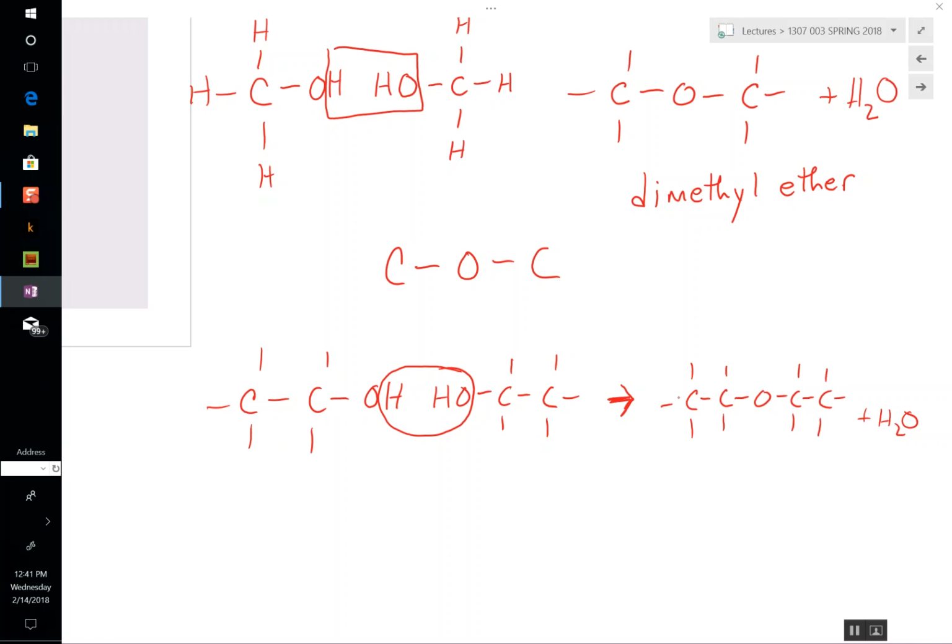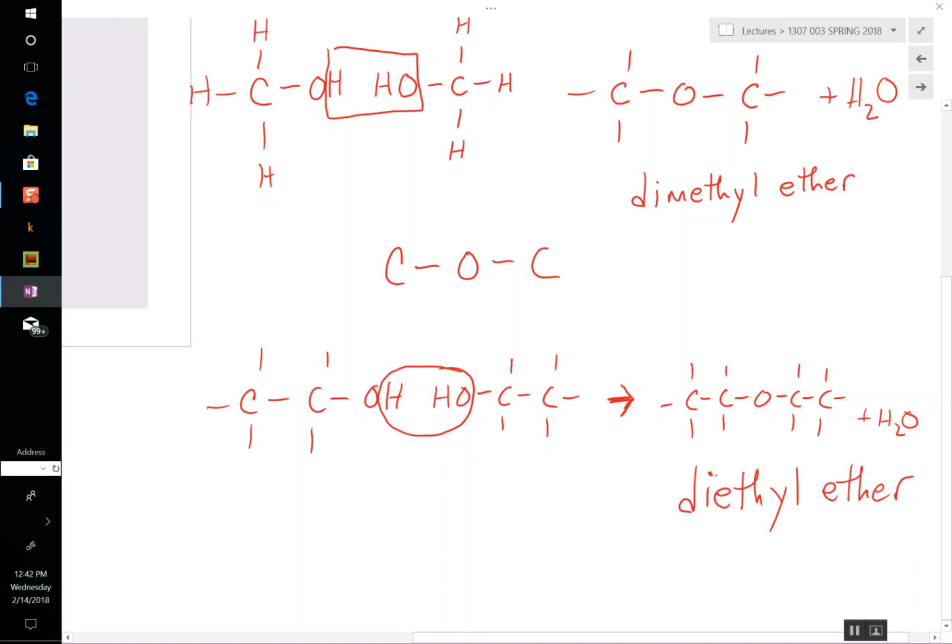If we called that one dimethyl ether, someone want to propose a name for this one? Such a hush fell over the class. I was right in the middle. I asked this great question and a hush. Yes? Is it diethyl ether? Yeah. Diethyl ether. Okay? Diethyl ether.